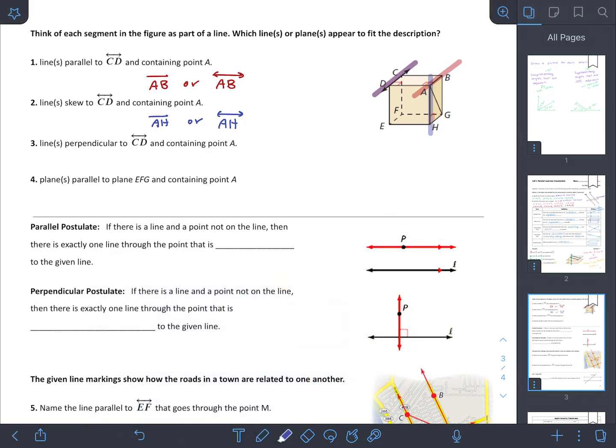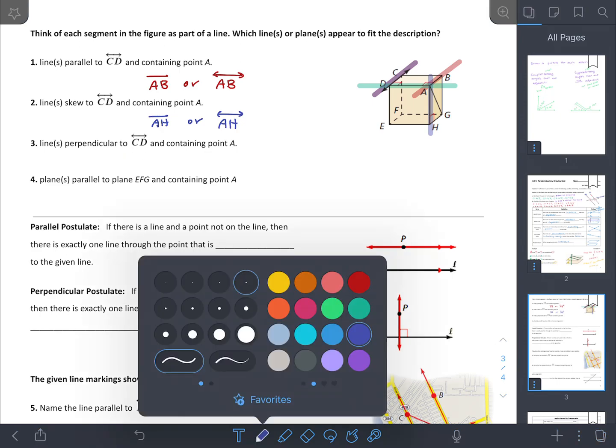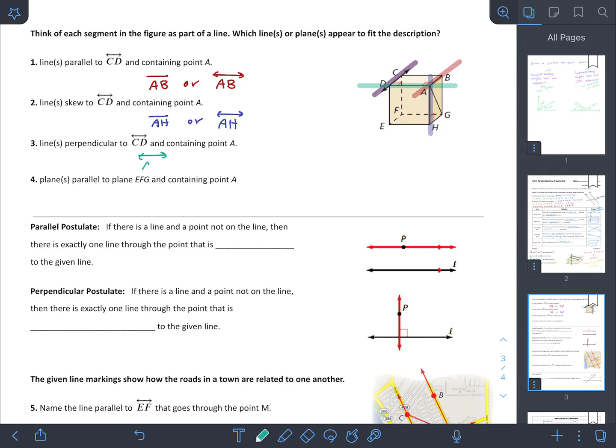Next, we are asked to find lines that are perpendicular to CD and containing point A. So perpendicular to CD containing point A, that means intersecting at a 90-degree angle. And what's nice is, on our picture, we have a 90-degree angle labeled right here. So the line that is perpendicular to CD and contains point A would be line AD. Again, you could also call that segment AD. Either way, it does ask for the line, but it doesn't have arrows, so whatever you want.